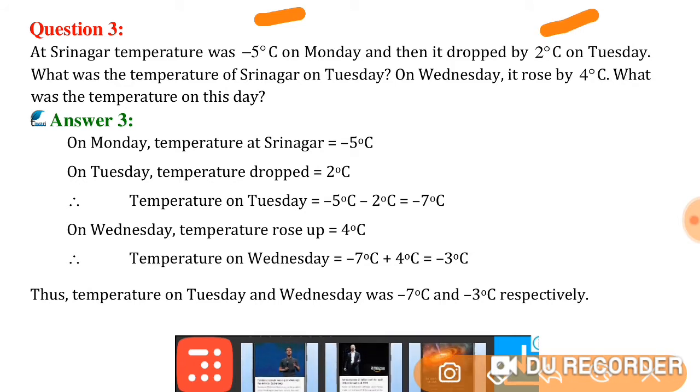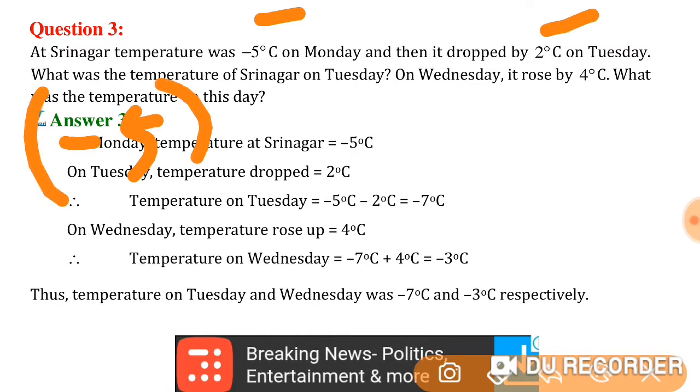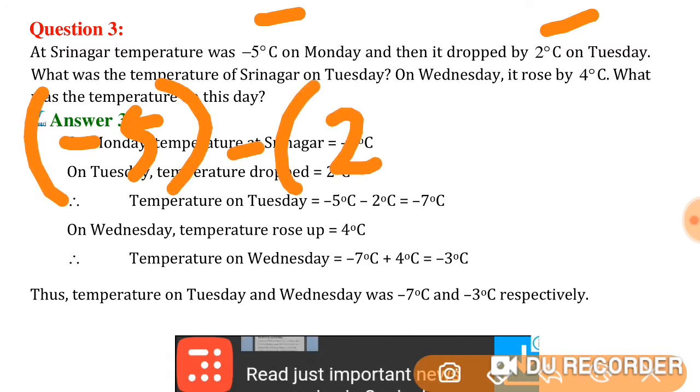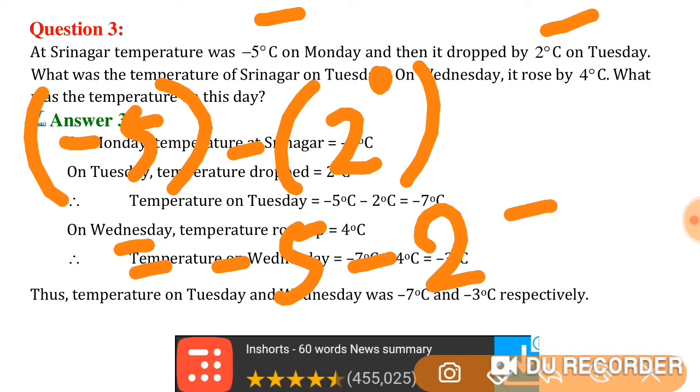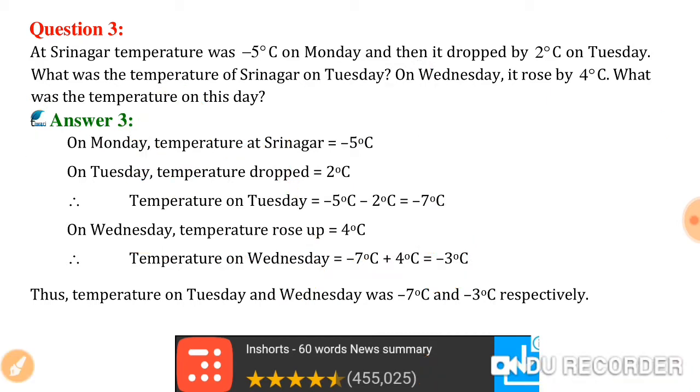See, on Monday temperature was minus 5. Drop means minus of 2 degree. Okay, so what is the answer? Minus 5, there is a sign minus 2 degree. So together both are negative, means we have to add and keep a minus. So it becomes minus 7 degree. So what was the temperature on Srinagar on Tuesday? So it is minus 7 degree. Then go for the next question in that only. On Wednesday it rose by 4 degree.